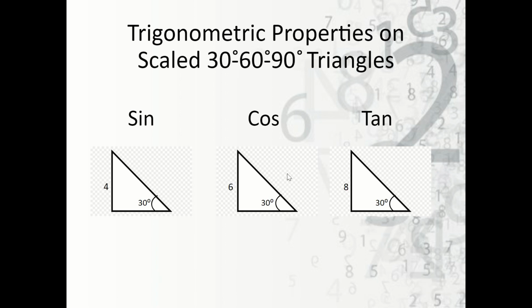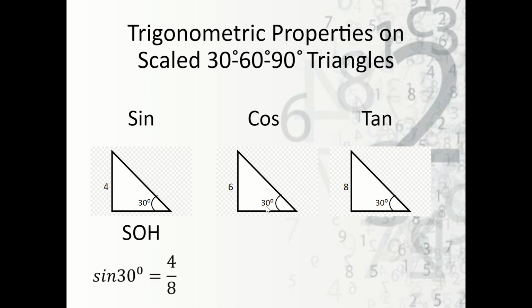Now what if we scale it? So this side here is 4, but it should be 1. So we multiplied it by 4. So now this side should then be 4 times square root of 3, and this should be 4 times 2, which is 8. So if we take the sine, remember sine is opposite over hypotenuse. So the opposite is 4 and the hypotenuse is 8. So we should get 4 over 8.